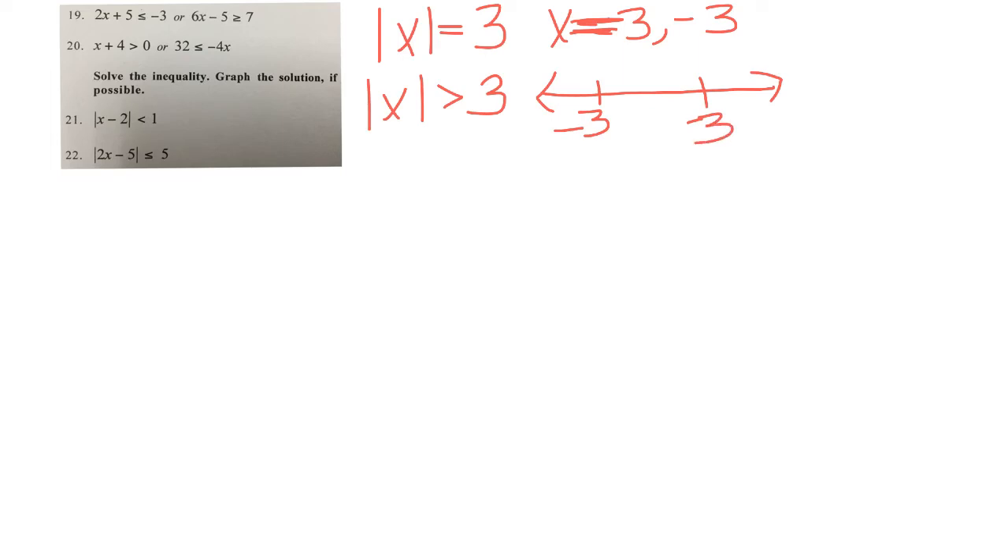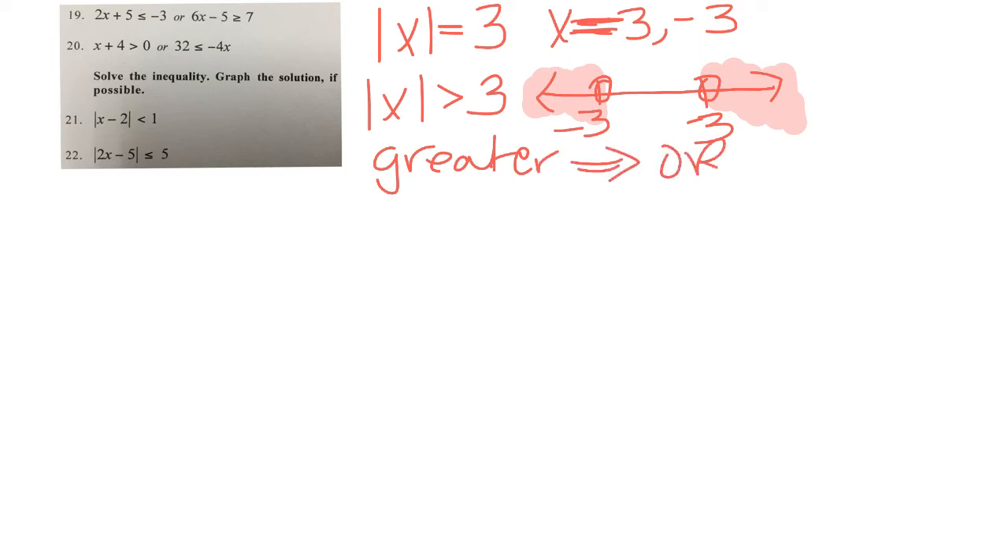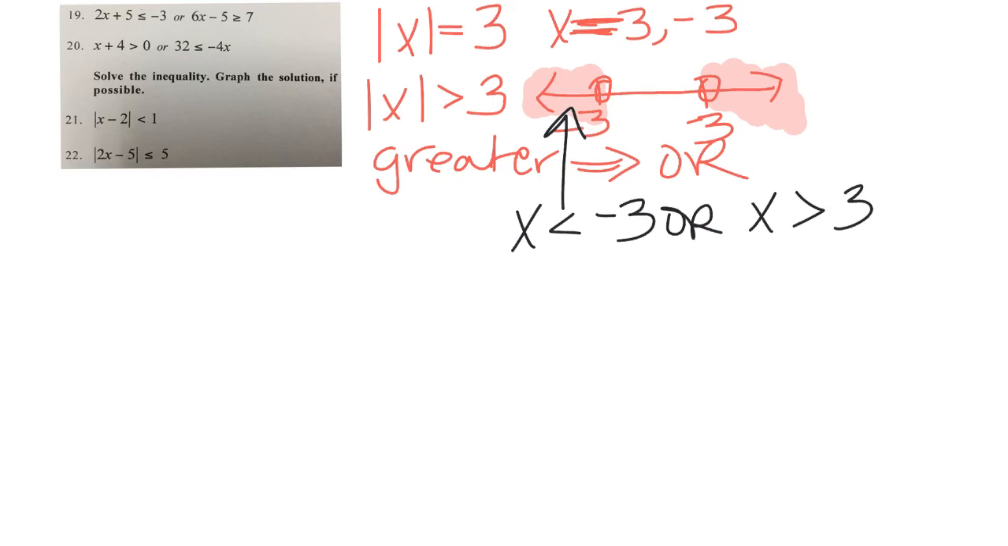If I want more than 3 away from 0, I want numbers that are greater than 3 or numbers that are less than negative 3. And the open and closed circle just depends on the problem. These would be open. So greater than is an OR inequality. And when we write that, this inequality is x is less than negative 3 or x is greater than positive 3. So our inequality symbols are opposites. That's different from our ands.